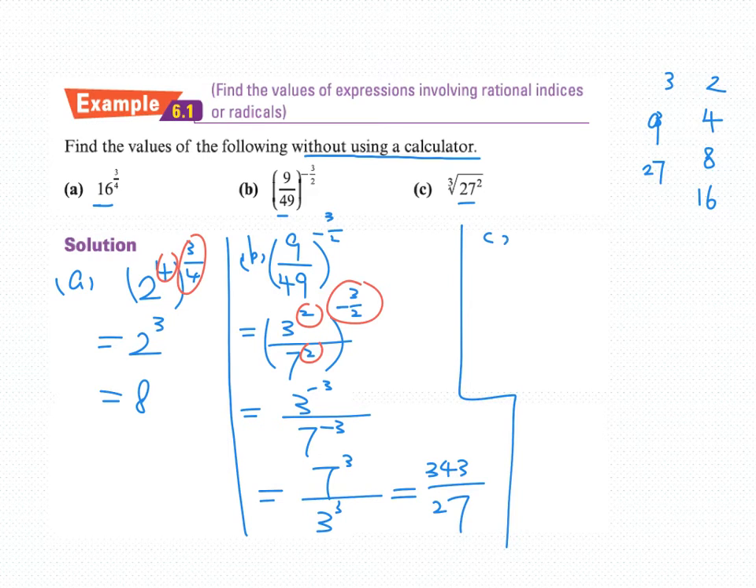Okay, and C, for the cube root, we can change it to 2 over 3 here. And then 27 becomes 3 to the power 3, times the index, it becomes 3 squared and equals 9.